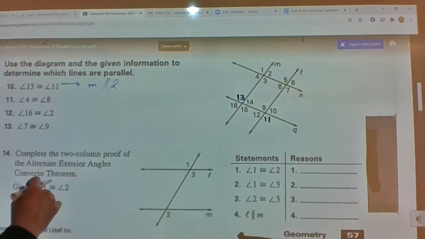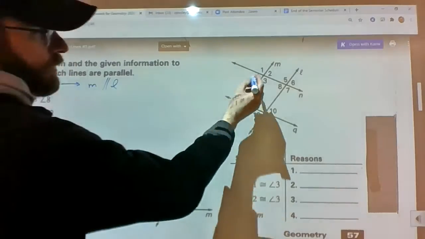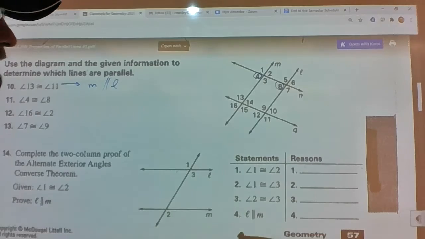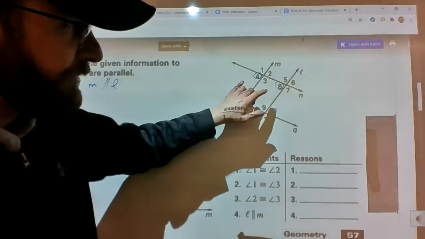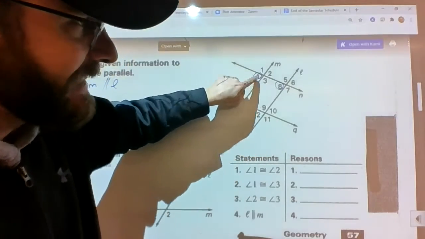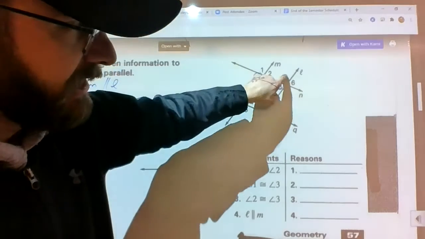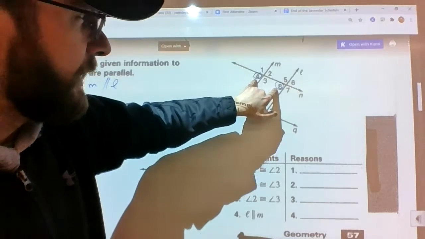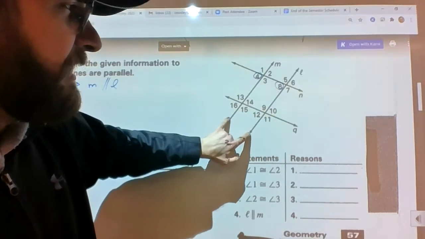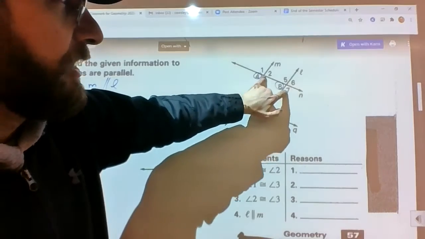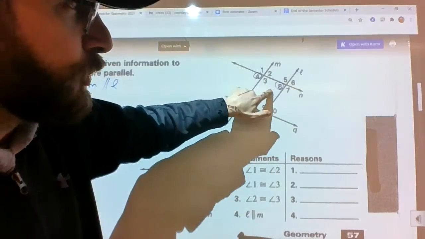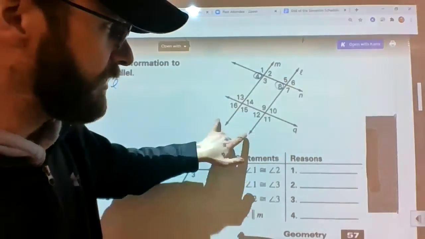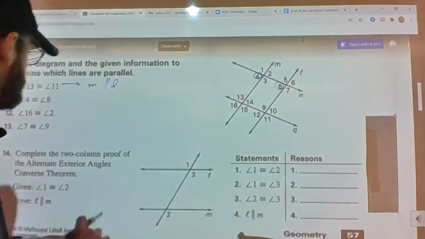Number 11. We've got 4 and 8. The relationship between 4 and 8 is that they are corresponding angles. They're lower left of these two right here. So think about it. I've got these two lines. This transversal creates two angles from these two lines. So which ones are parallel? It's got to be M and L again.